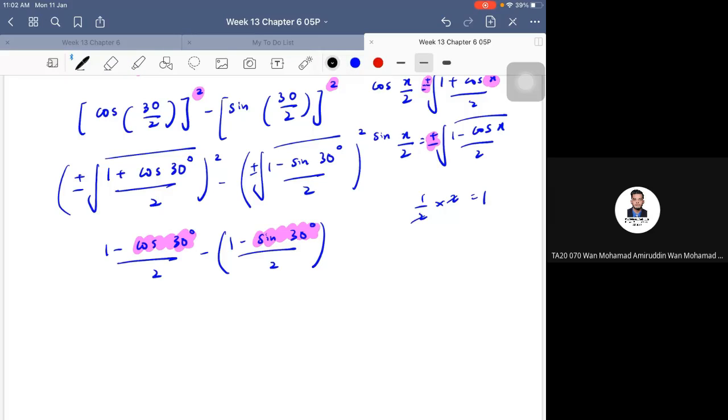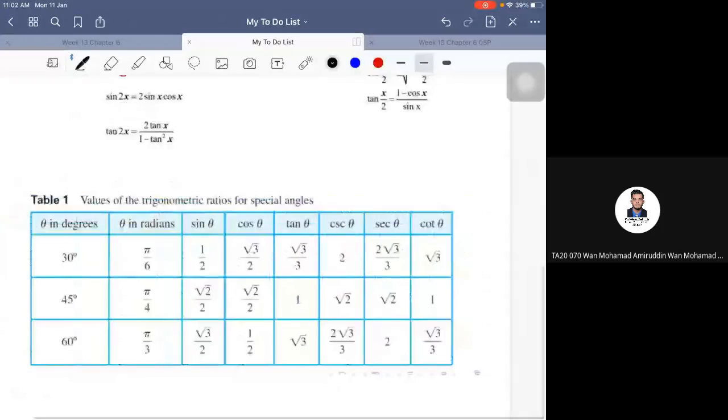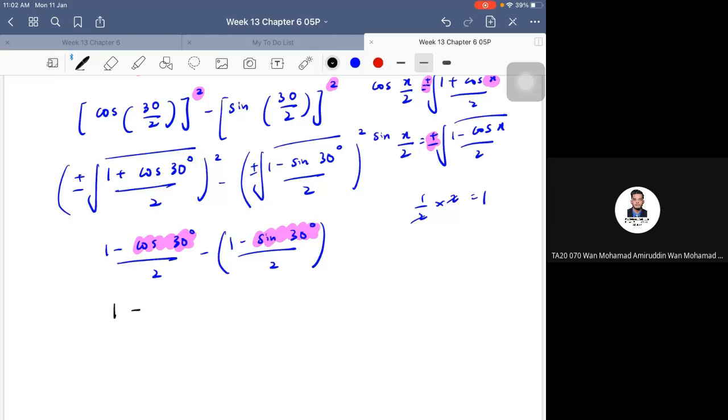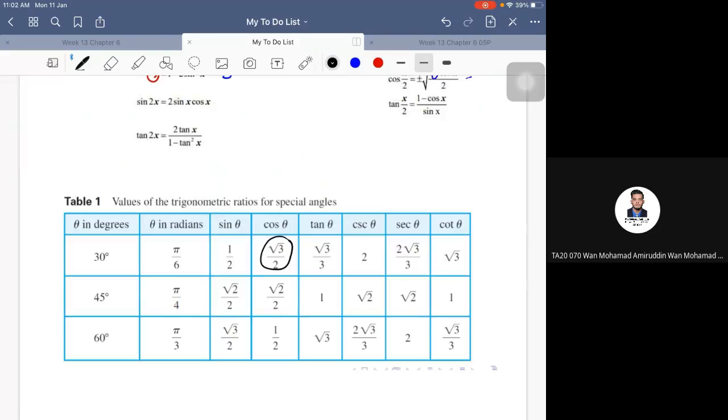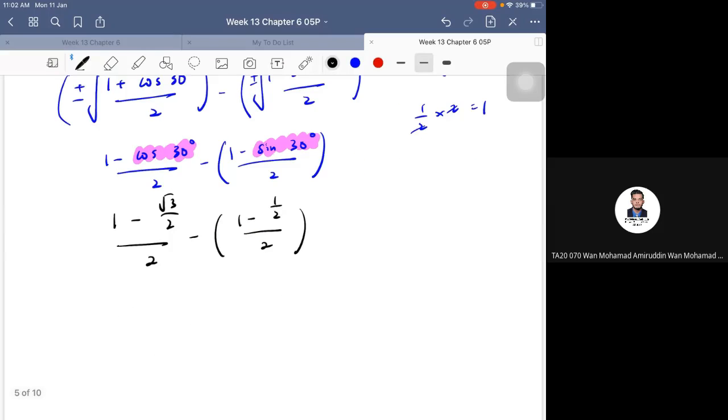So kalau saya ganti akan dapat 1 tolak. So what is cos 30 degree? So cos 30 degree dia adalah bersamaan dengan square root 3 per 2. So here I'm going to have square root 3 per 2 over 2. And on this side, I'm going to have negative 1 minus. So sine of 30 degree is going to be given by a value of half. So sekarang akan ada 1 per 2 per 2. So that is going to be the value.